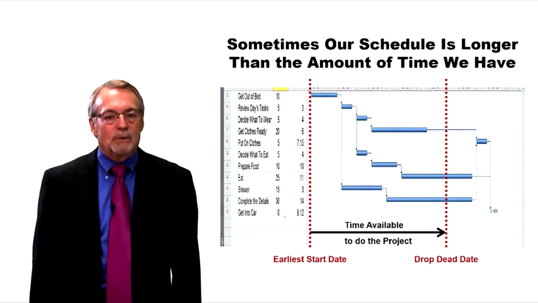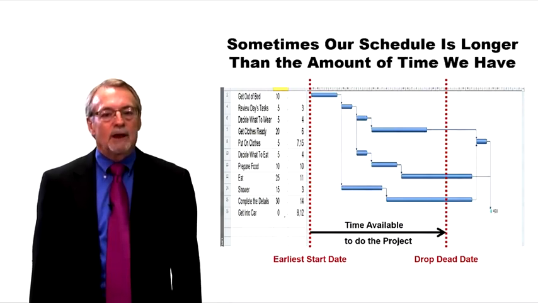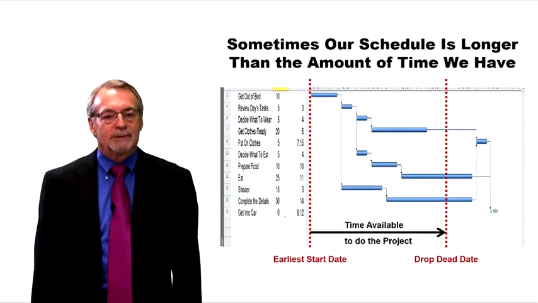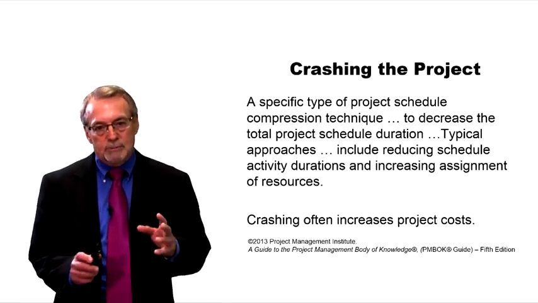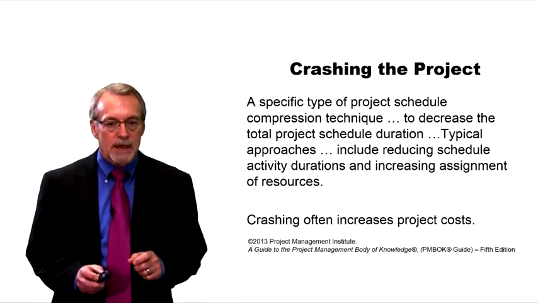What we might find is that when we lay our schedule out, we have a project that takes longer than the amount of time we have available. So this one, the earliest we can start this project and when it has to be done is longer than the amount of time that we have. We have some options available to us. One is crashing the project. Crashing the project means that we shorten up the durations that we have on individual tasks.